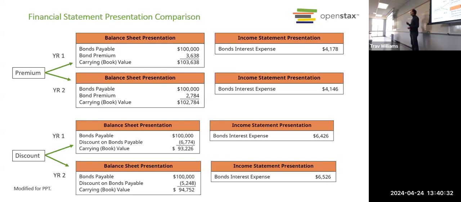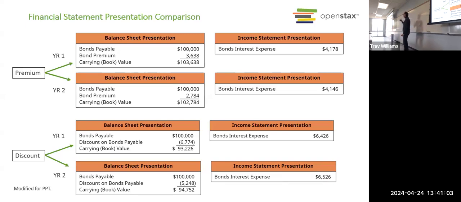So this slide has a lot going on. The only thing I want to point out here, if you issue the bond at a premium, that premium is going to decrease every year. Like you see from year 1 to year 2, the premium goes down. If you issue a bond at a discount, that discount is going to decrease, but that's going to make your book value of the bond increase.